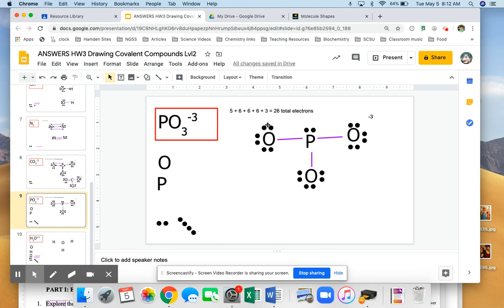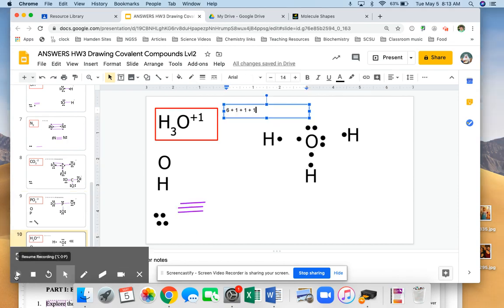Remember to draw on all of the extra electrons on the outsides of oxygens to show that -3 charge and to make sure that all of those have 8. 2, 4, 6, 8, 2, 4, 6, 8, 2, 4, 6, 8, 2, 4, 6, 8, and that there are 26 total. 2, 4, 6, 8, 10, 12, 14, 16, 18, 20, 22, 24, 26. Everybody's all there. All right, next one coming up.